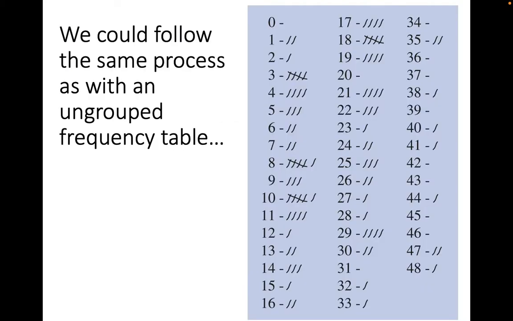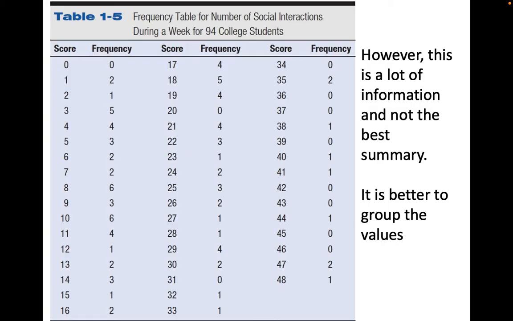Well, one thing that we could do is follow the same process as we did with an ungrouped or ordinary frequency table. We could just identify all the possible values and then go through our list and basically tally up how many times that value appears in our data set. What that would yield is an ordinary or ungrouped frequency table. What we can see is that it's a lot of information and not really the best summary. It's not much of a summary at all. So it's better to group the values.